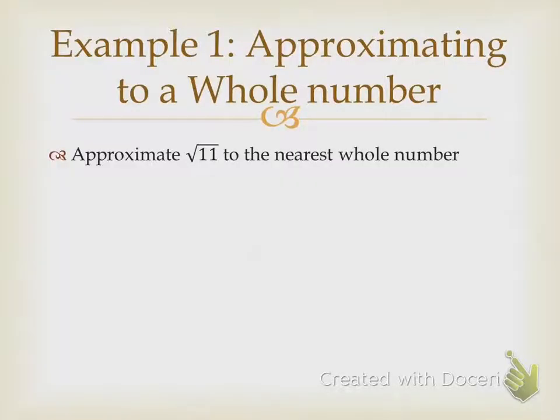It says approximate the square root of 11 to the nearest whole number. So I'm looking for the closest perfect square to 11. I want to find the perfect square on the low end and on the high end so I can look at a range. All right, so the square root of 11, what would be its closest perfect square?